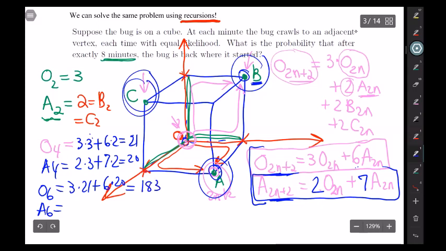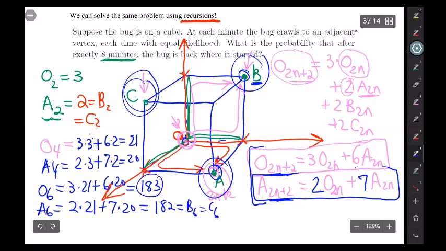All right, so what's next? A6, can you guys calculate A6 for me? 2 times 21 plus 7 times 20, is it so? 182. Hey, you guys know it. So basically they are very close to each other each time, right? Because this is also B6 and C6.